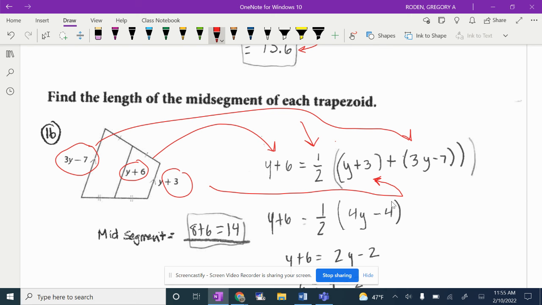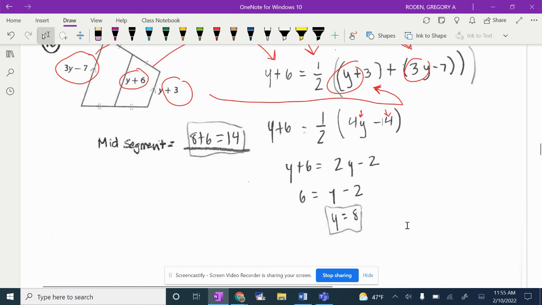Okay, so I do a little math over here. It looks like I have y plus 3y is 4y, and then 3 minus 7 is -4. Okay, and then I do the distributive property. I take that 1/2 and I distribute it through, and I get 1/2 of 4 is 2, and 1/2 of 4 is 2 also. So I get y plus 6 equals 2y minus 2.